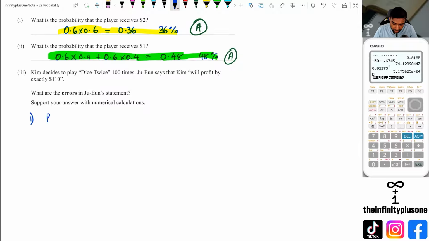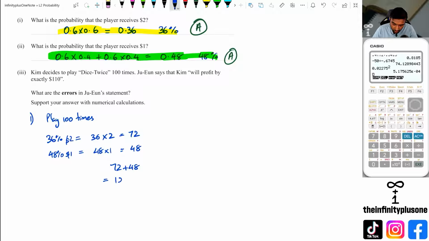If you play 100 times, there is a 36% chance of winning $2. So that means 36 times 2, because 36 times you won $2, that's going to be $72. Then there's a 48% chance of winning $1, so that's going to be 48 times 1, which is equal to 48. And then if you do 72 plus 48, you are going to get $120. I would say it's about $120, so it's pretty close.